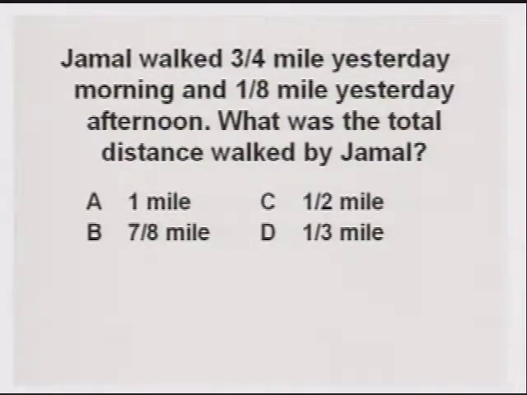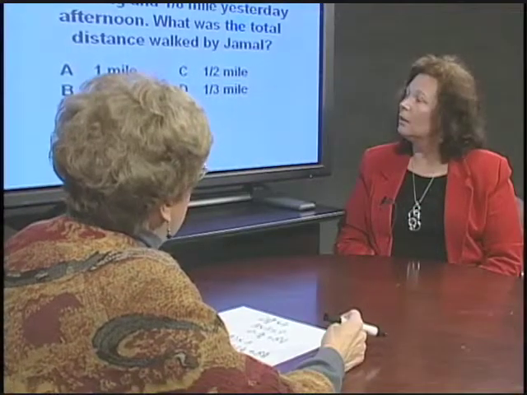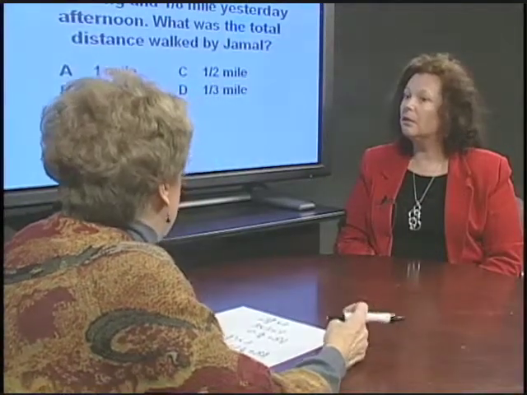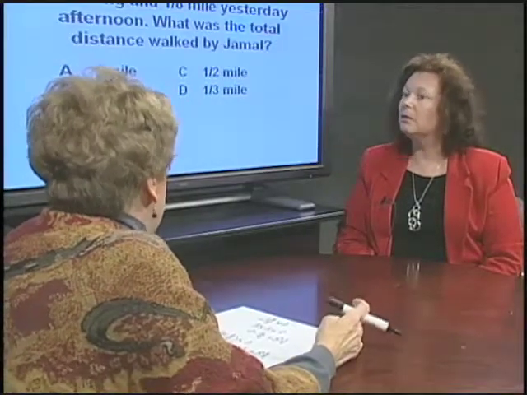Students should be able to eliminate 1/2 and 1/3, just because I'm starting with 3/4, which is larger than 1/2, so it has to be larger than 1/3. And then I'm going to add 1/8 to it. Well, if I look at getting 1 whole, and I start with 3/4, I have to add a whole 1/4 onto that. But all I'm adding is 1/8. So my answer has to be 7/8.